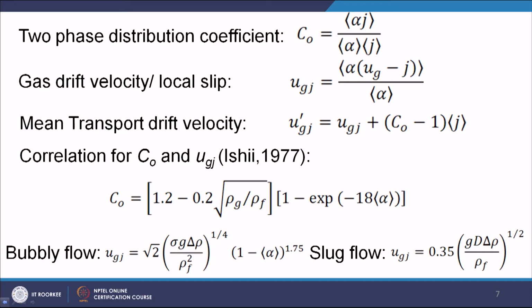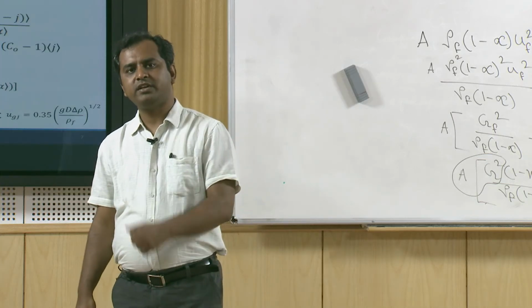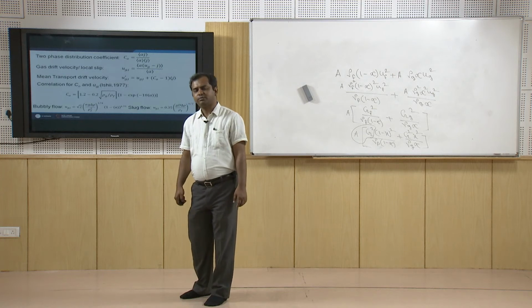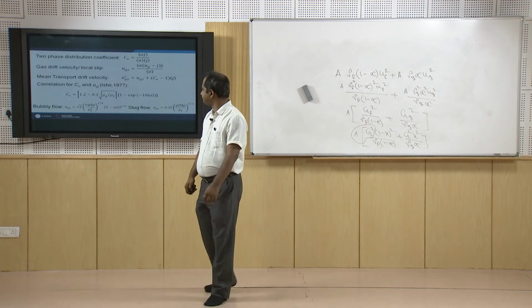So, once I know these quantities, what is the area average of alpha into J, the area average of alpha, and the area average of J, we can find out C naught and UGJ. Once we get UGJ and C naught, we can put them over here to get the mean transport drift velocity. So, this mean transport drift velocity will be very important. It signifies the relative velocity between the phases, specifically for the gaseous one.